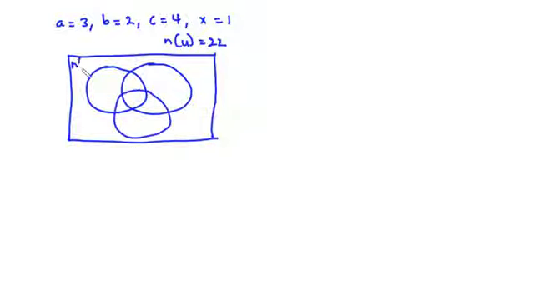So number of players who play defense is 9. Number of players who play midfield is 10. Number of players who play attack is 11. The number of players who play defense only is 5. The number of midfielders only is 4. And the number of attack only is 6. X is equal to 1, which is the number of players who play all the 3 positions. That is 1.